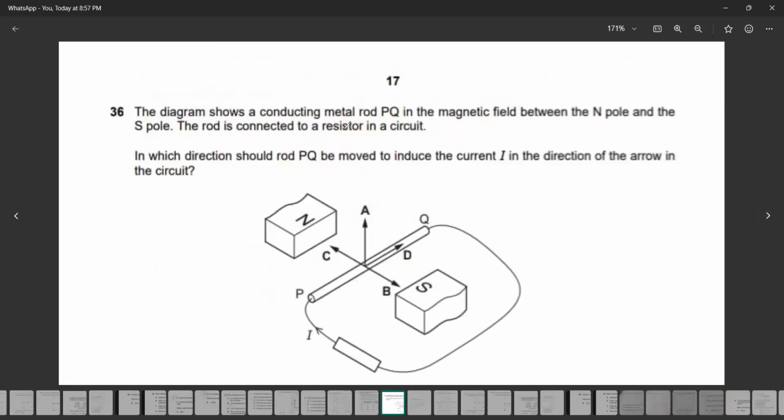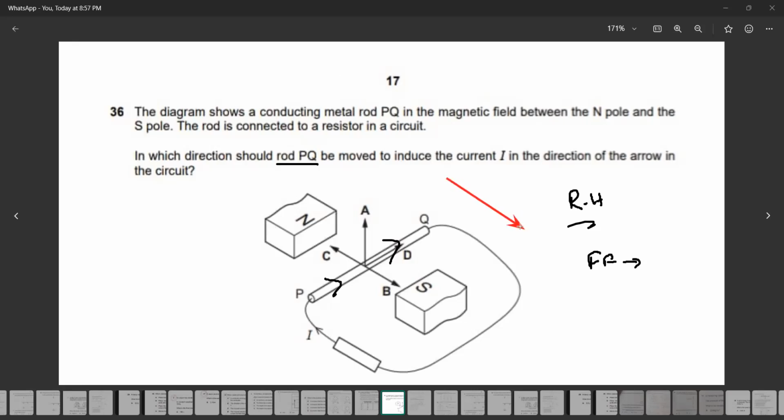The diagram shows a conducting metal. In which direction should a rod be moved to induce a current in the direction of the arrow? For induced current, you will use the right hand rule. We want to produce a current from P to Q. Your first finger represents the magnetic field, which is from north to south, so your index finger should point in this manner.